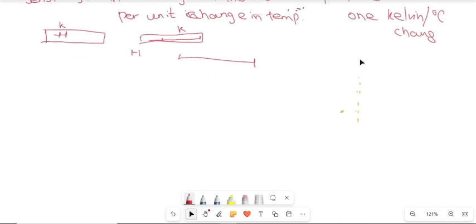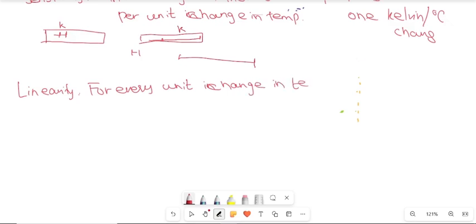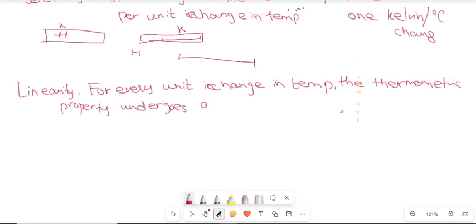And then you have linearity. So what do we mean by linearity? For every unit change in temperature, the thermometric property undergoes an equal change. Now, if all of these words seem very confusing, since they have similar terms, you just have to know when it comes to responsiveness, how quickly it responds to the outside temperature.